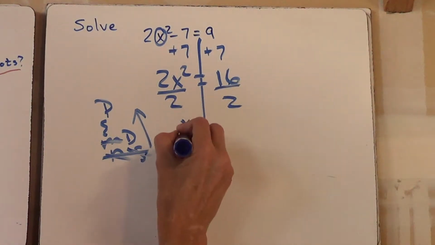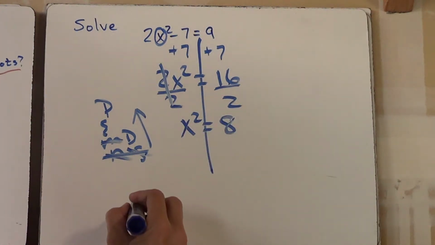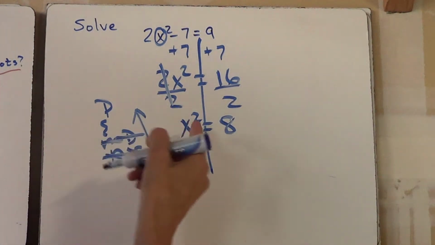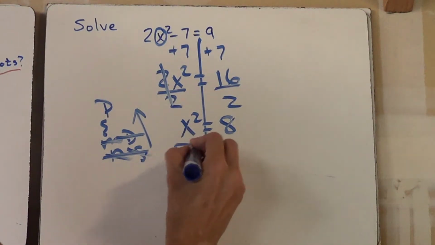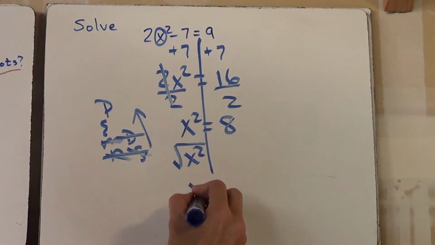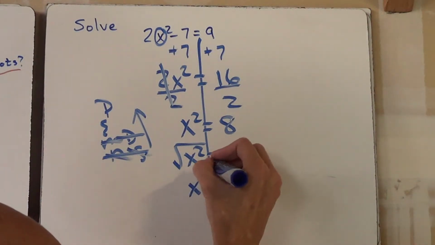So we get x squared equals 8. Now we're clear up to the square. How do we get rid of the square? You take the square root and you'll get your x. Square root of 8.